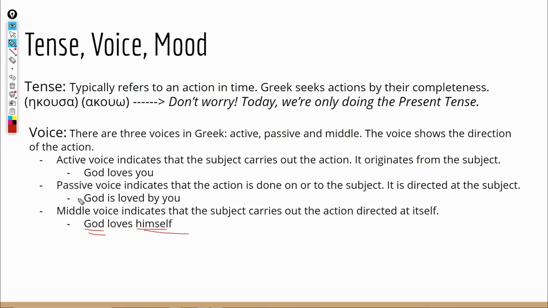For instance, here's a good example. When Pilate basically says to Jesus, hey, I'm washing my hands of you, I'm ridding myself of you, and your blood is not on me. Those verbs are often in the middle because Pilate is the subject. He's like, your blood is not on my hands. I wash myself of you. That's kind of what the middle voice would be, right?